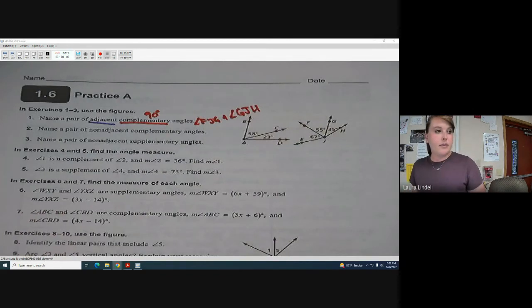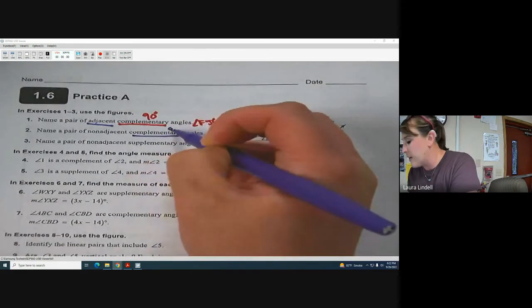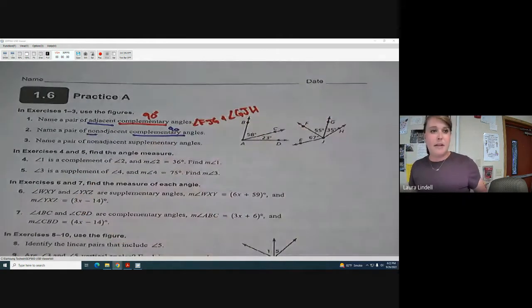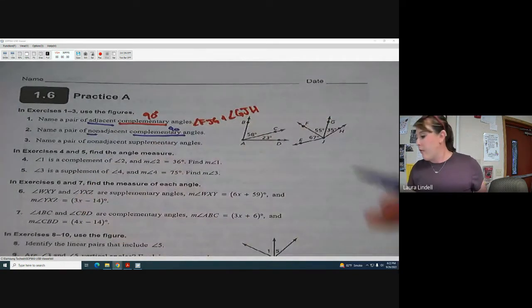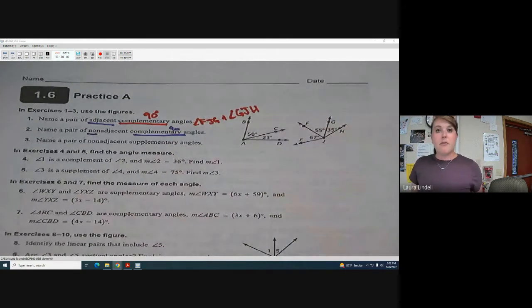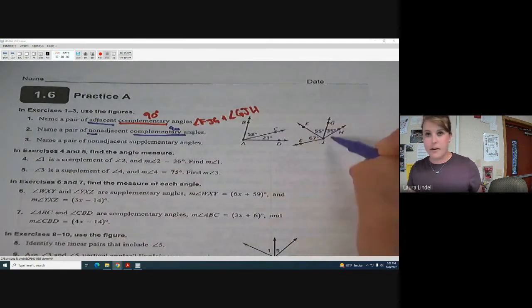All right, the next one they want is non-adjacent complementary angles. So we want the same thing. We want complementary, so we still want adding to 90. But this time they're non-adjacent, so they're not going to be touching. So maybe we want one from this picture and one from this picture. Pause the video for a moment and see if you can find anything from over here that adds to 90 with something from over here.